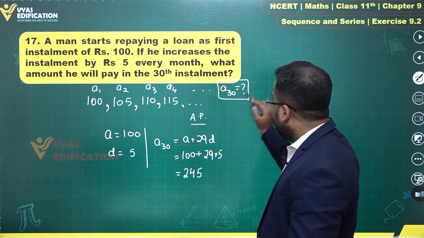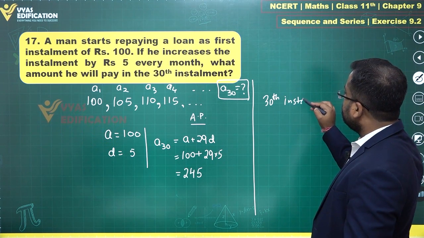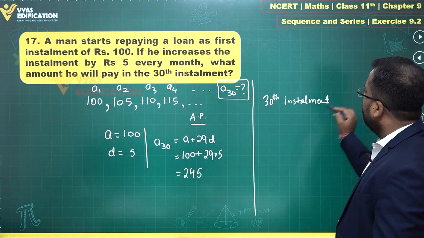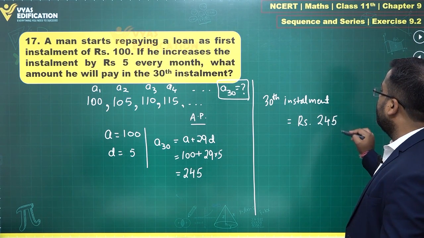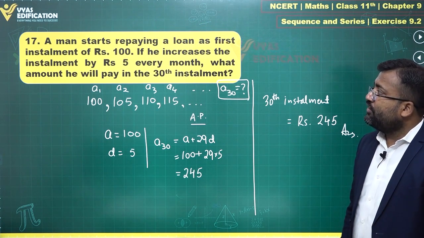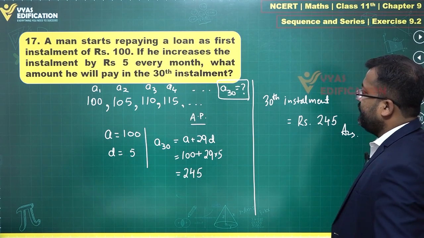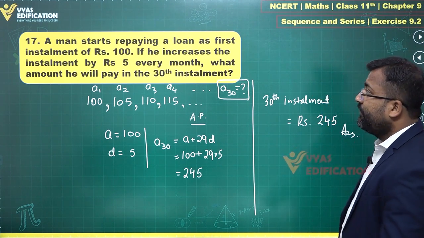So the 30th installment is equal to rupees 245. That's my correct answer for this question over here. What amount will he pay in the 30th installment? Rupees 245. That's the correct answer for the 17th question, as you can see over here.